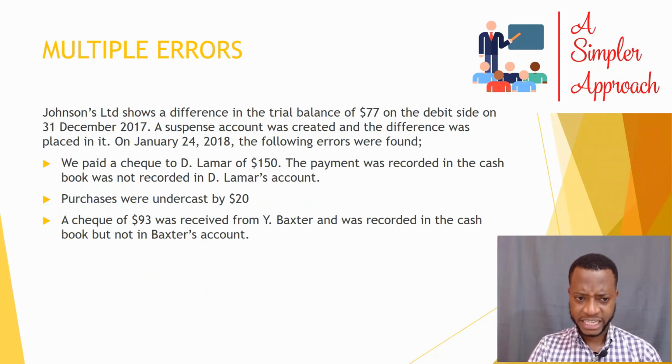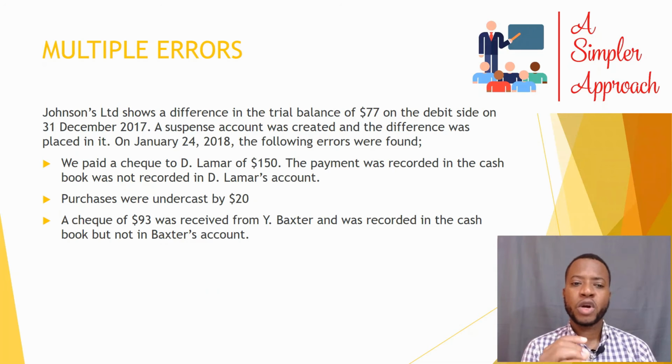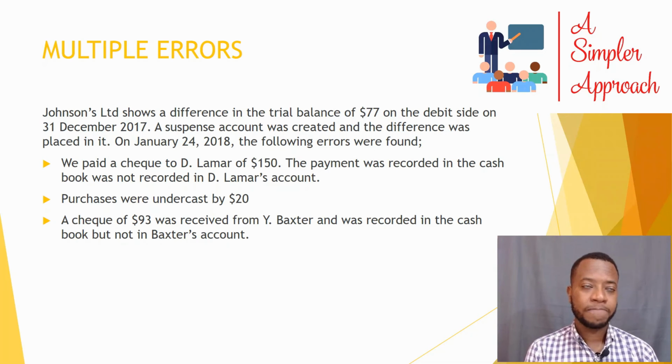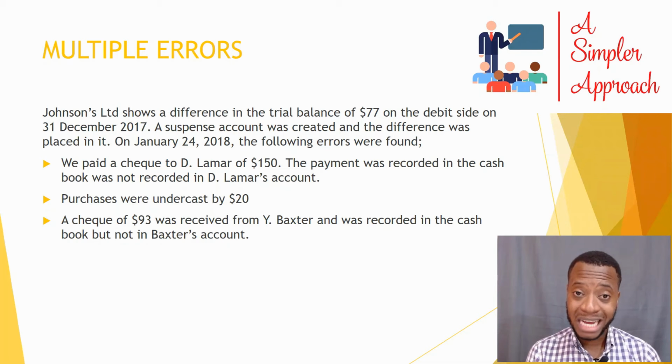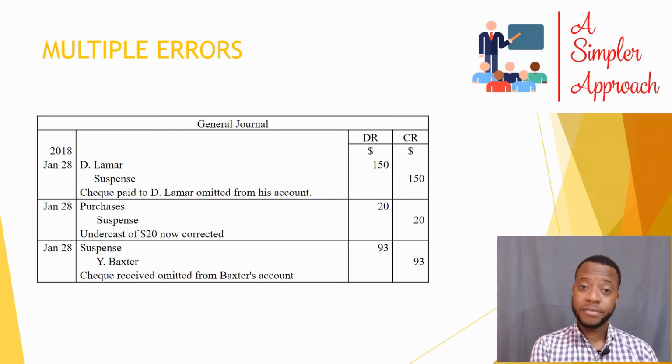Let's backtrack a second again. Purchases were undercast by $20. Undercast, once again, means shortfall. So the purchases account has a shortfall. How do we fix this? We simply put the $20 in the purchases account. How do we do that? We debit. Ta-da! Debit the purchases account, $20.